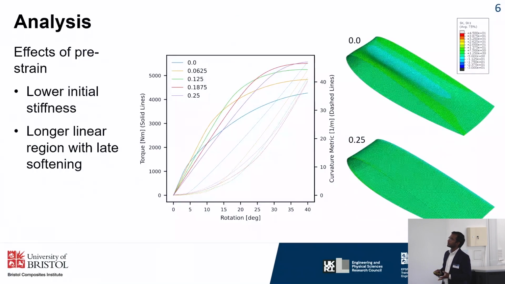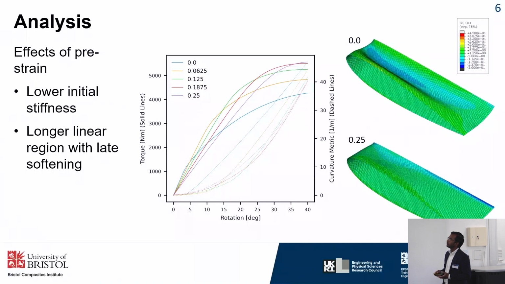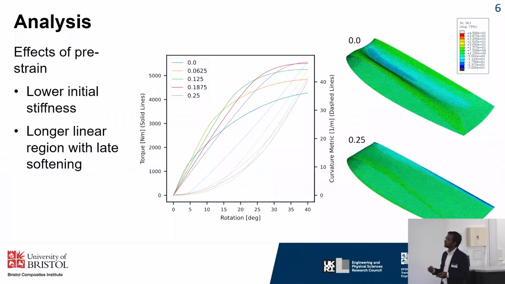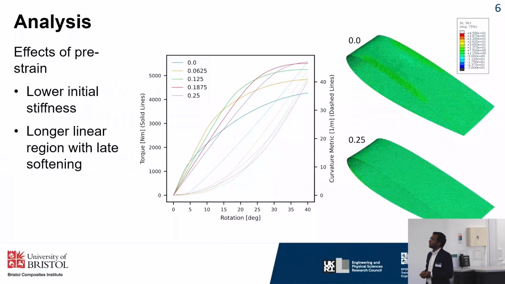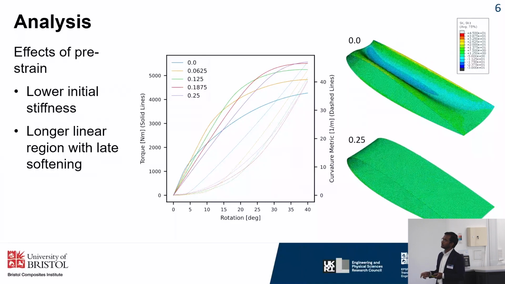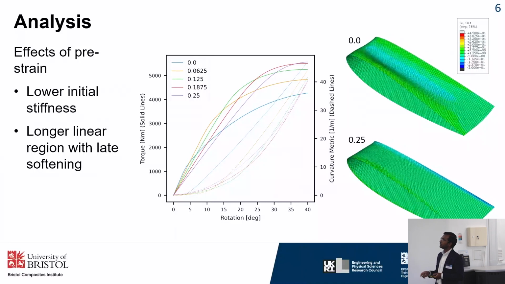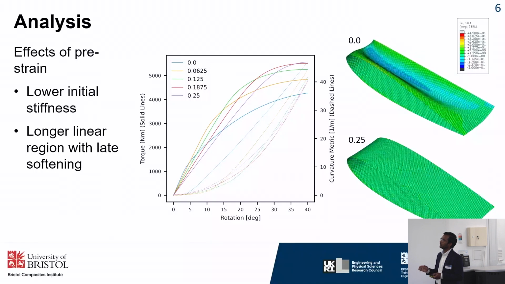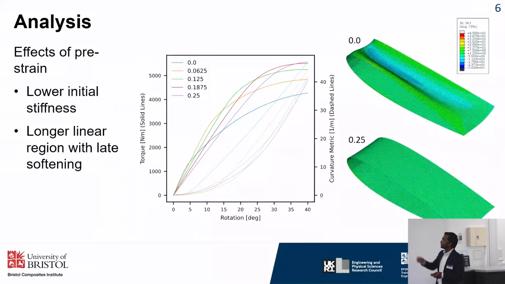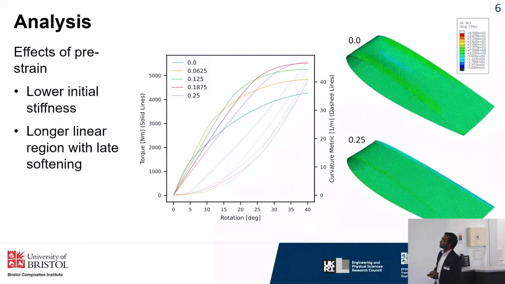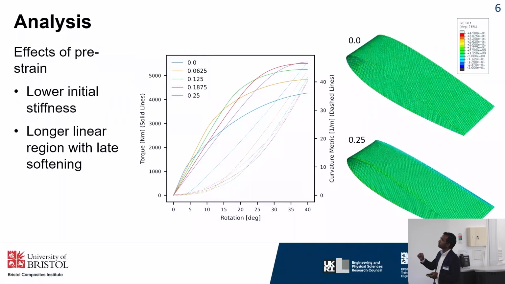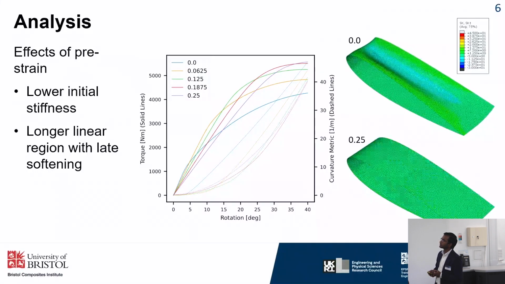One of the more interesting results we got was that we are able to increase the pre-strain across the hinge, and that reduces the torsional stiffness of the joint. At the same time, it also extends the linear region of the torque response. And the two animations over there show the curvature response for different pre-strains.